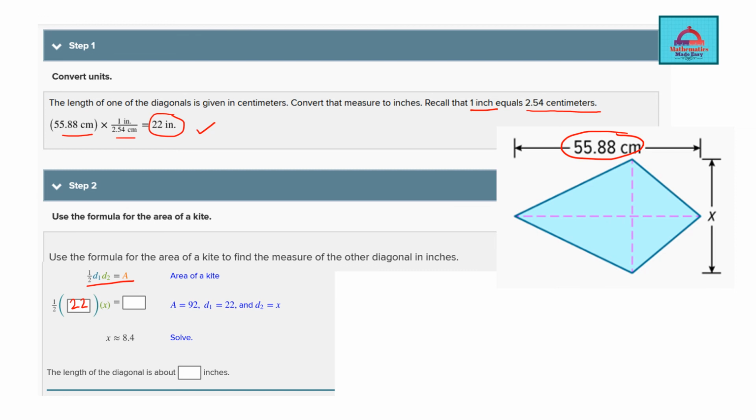x you will need in inches. Area is already given to you in inches square. So you solve and your length of diagonal comes out to be 8.4 inches. Remember to convert the unit, otherwise you will get a wrong answer. So unit conversion is the important step of this question.